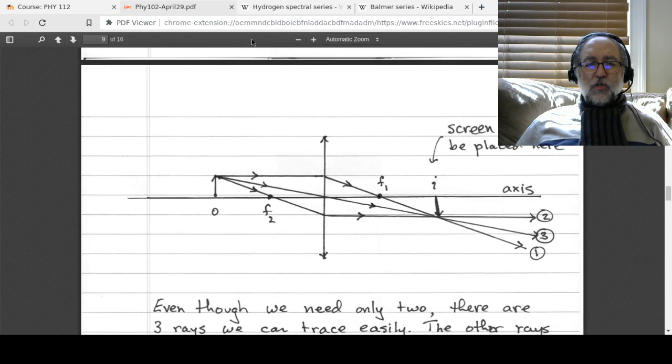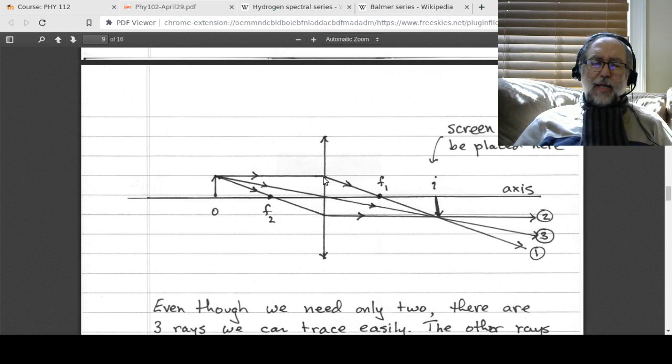So the first one, number 1 here like that, you can see it there. I'm tracing it kind of backwards there, okay? That's number 1 there like that. So number 1 leaves the tip of the arrow, and it travels parallel to the axis until it hits the lens, okay?